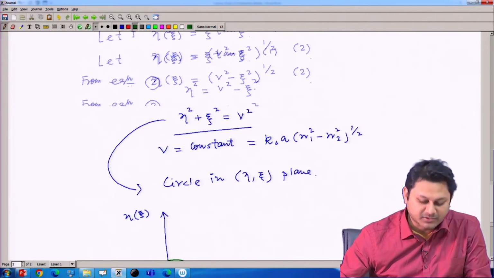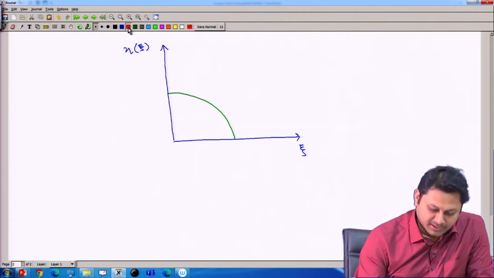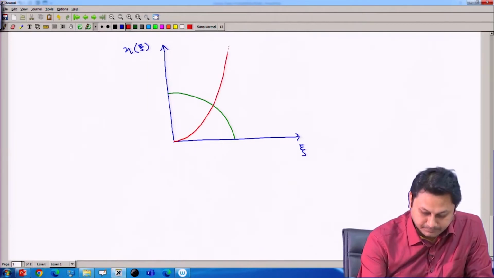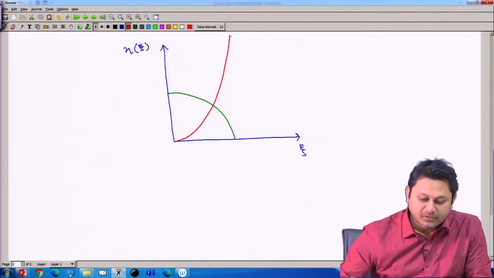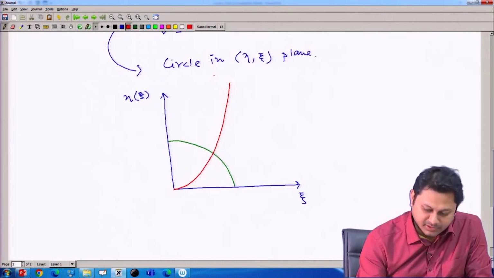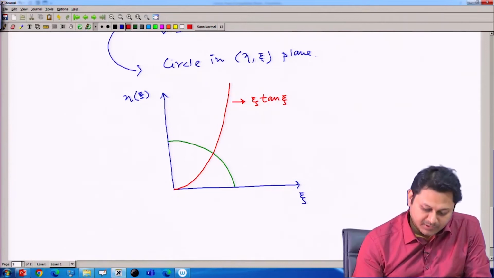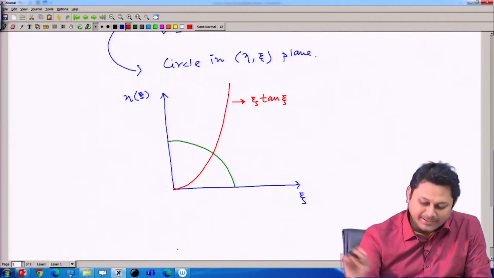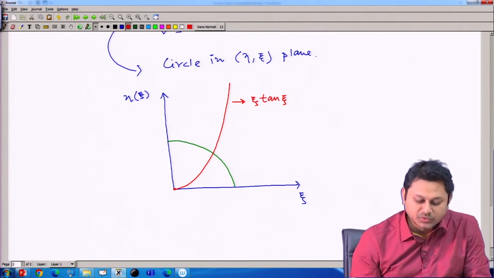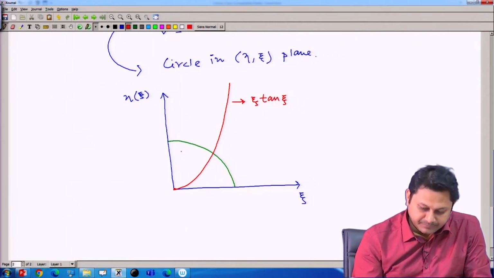Here if I now plot that, it should be something like this. If I increase the value of xi, please note that for this equation, let me write it here, this is for xi tan xi. Note that when xi is equal to 0, I have 0 here. When xi tends to pi by 2, then this goes to infinity, because tan pi by 2 goes to infinity, and this is the circle.